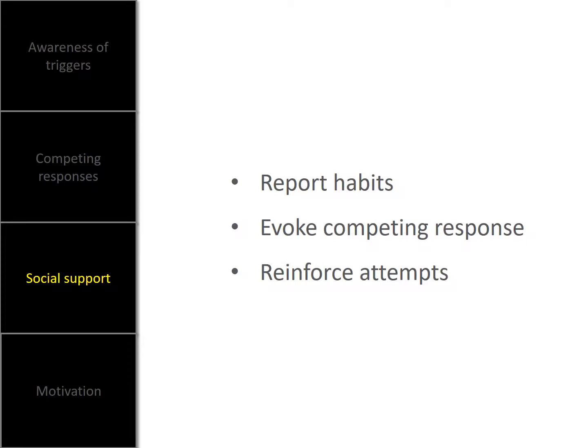Second, other people can evoke a competing response. For example, if the client bites a fingernail, the other person could offer something to this client like a salt shaker. And so clasping this other item would prevent the client from biting a fingernail. And third, other people can praise the client at suitable times. For example, parents could praise their son whenever he attempts to initiate a competing response.